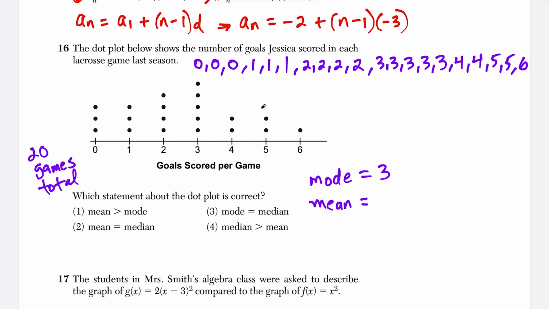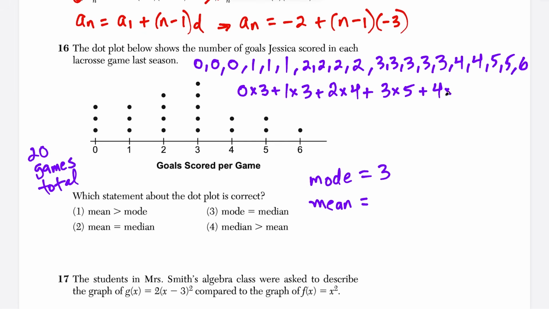So for the mean, instead of adding all of this up and writing a sum with 20 terms, I'm going to say 0 happened 3 times, plus 1 happened 3 times. And then there were 4 games where Jessica scored 2 goals. So I could say 2 times 4, or I could say 4 times 2. It doesn't matter. I'll say 2 times 4, just so that it matches what we have over here. And then there were 5 games where Jessica scored 3 goals. And then there were 2 games where Jessica scored 4 goals.